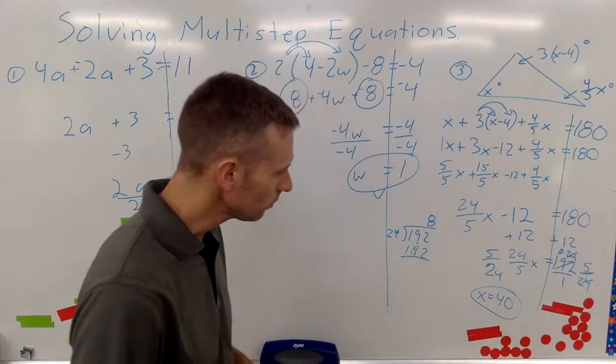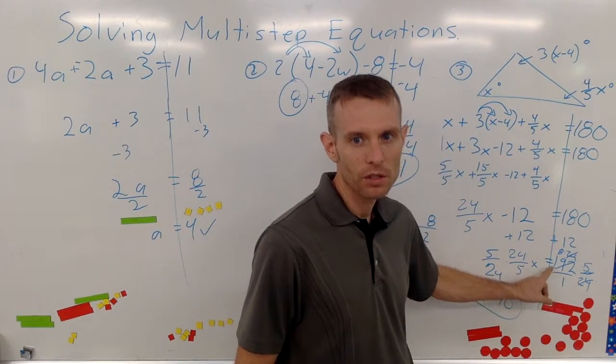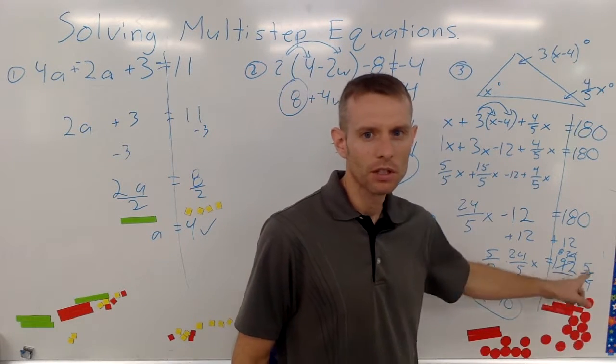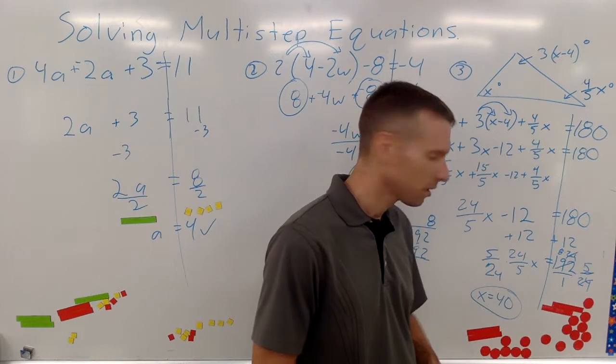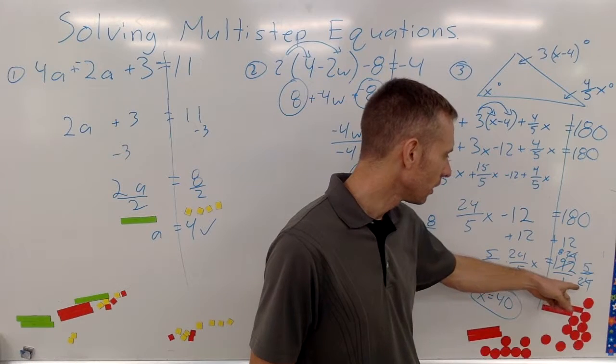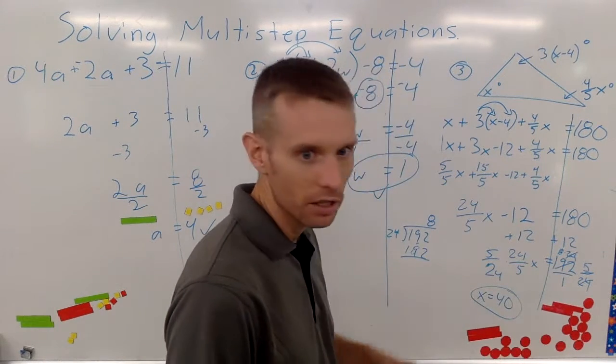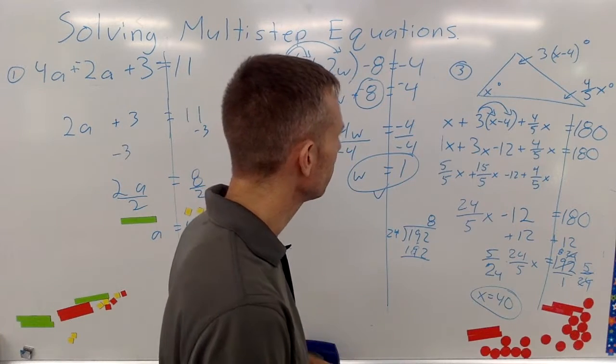Again, you should be able to get to this step. Once you try to figure out 192 times 5 over 24, there's a couple different ways you can do that. You could divide this by half and half and keep going half and half and figure out eventually the x equals 40. Last thing I'm going to do is check my answer.